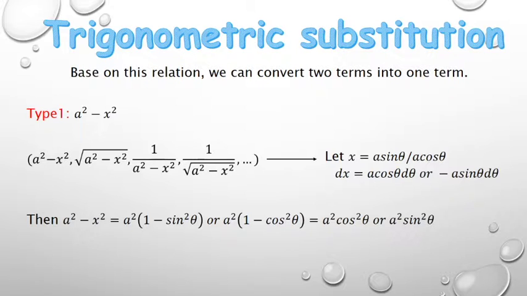And then a squared minus x squared will become a squared times 1 minus sine squared theta, or a squared times 1 minus cosine squared theta. And the entire thing will become a squared cosine squared theta, or a squared sine squared theta. And after that, we can do the same thing as u substitution and then substitute theta back into a squared minus x squared.